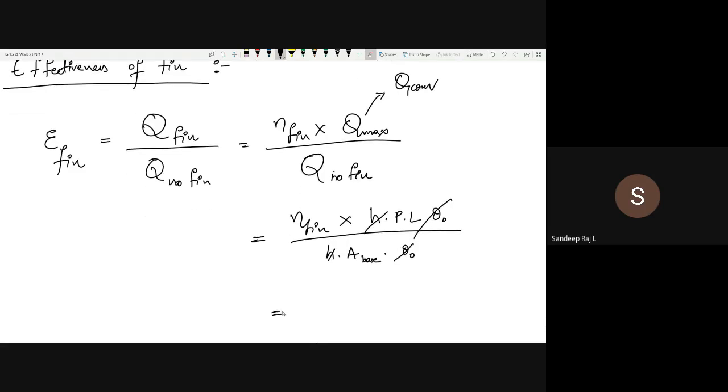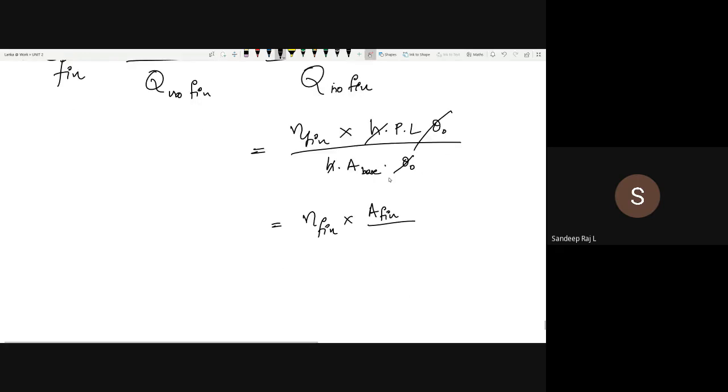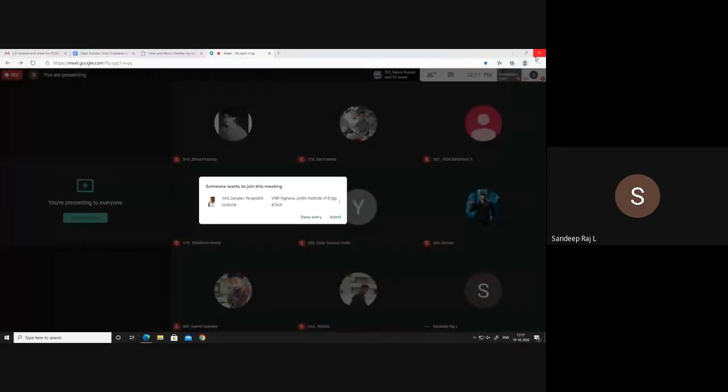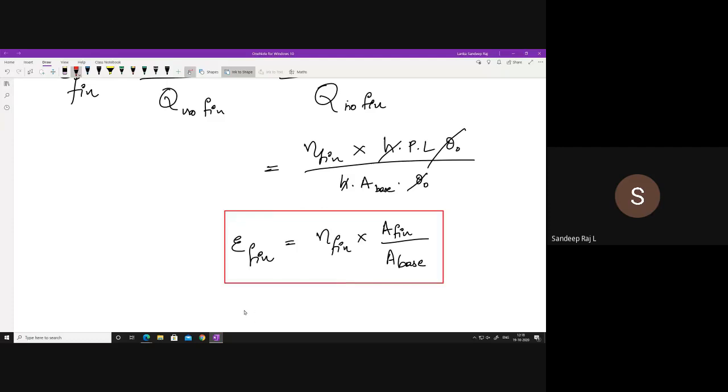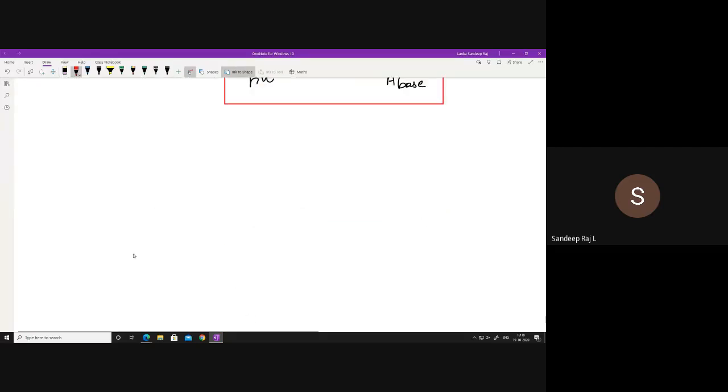So what we get here is efficiency of the fin into P into L. I'll write it as the area that is exposed to the atmosphere through the fin, that is the area of the fin, by the area of the base. So simply put, the effectiveness of the fin is written like this. This is one important formula which you must remember. Sometimes it is asked in the questions.